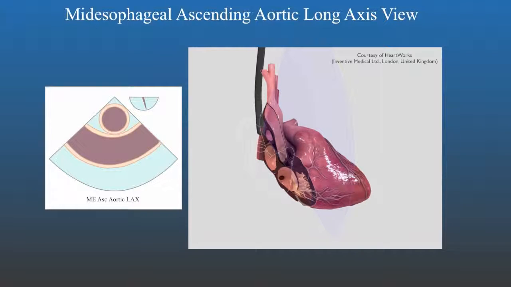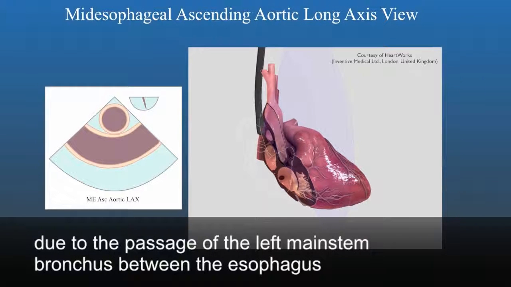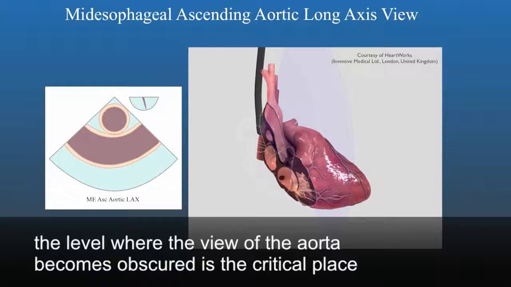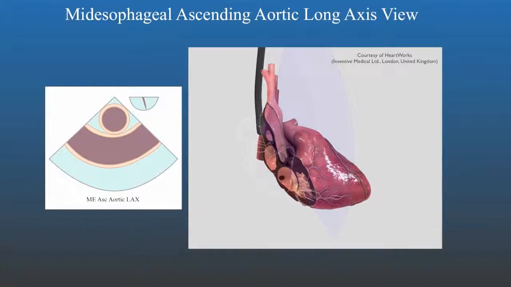This view allows for visualization of the proximal portion of the ascending aorta above the aortic root. It is usually interrupted abruptly by degradation of the image due to the passage of the left main stem bronchus between the esophagus and the aorta at the mid-ascending level. Unfortunately, the level where the view of the aorta becomes obscured is the critical place where the cross clamp and aortic cannula are typically placed. Epi-aortic scanning can remedy this deficiency of TEE.